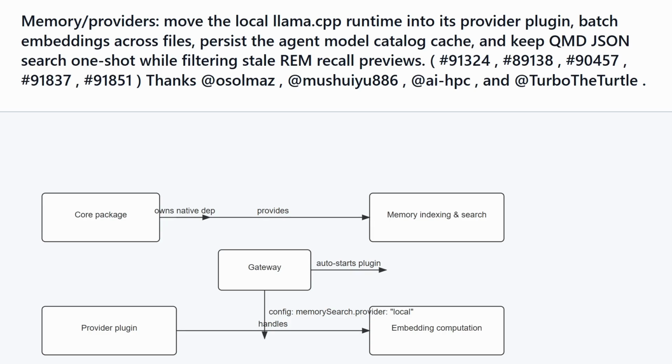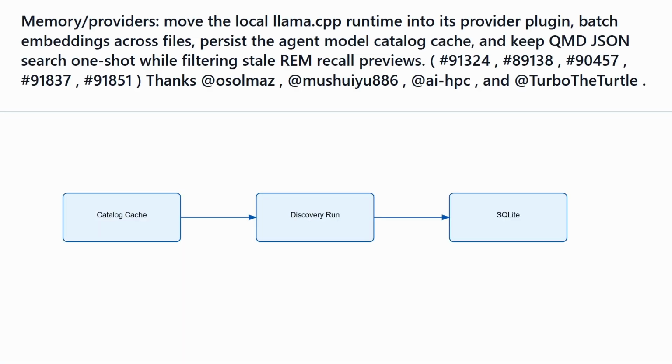The gateway starts the provider plugin automatically when local embeddings are configured. Doctor Repair installs the missing OpenClaw Llama CPP provider package if necessary. Memory indexing and search remain in memory core, while the provider plugin handles embedding computation.